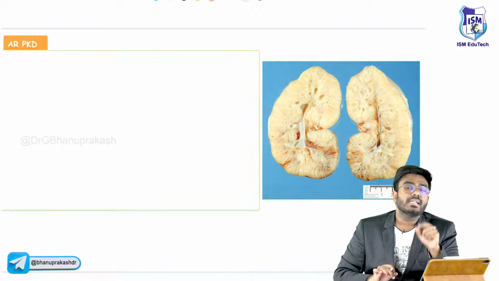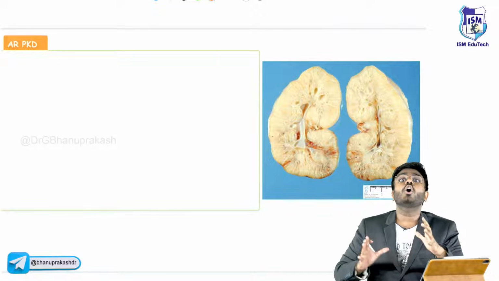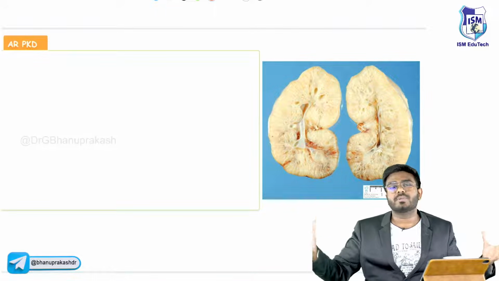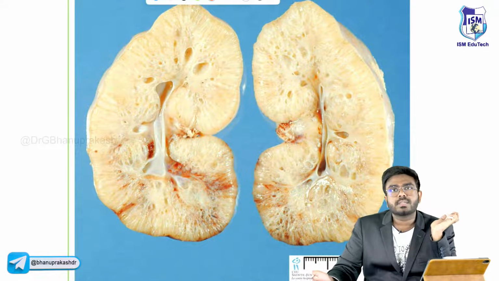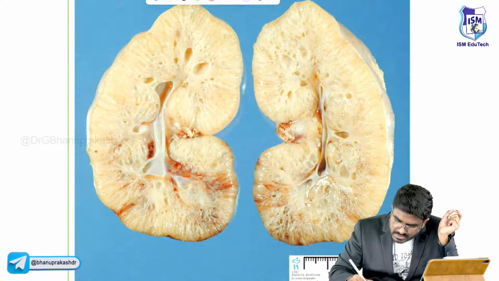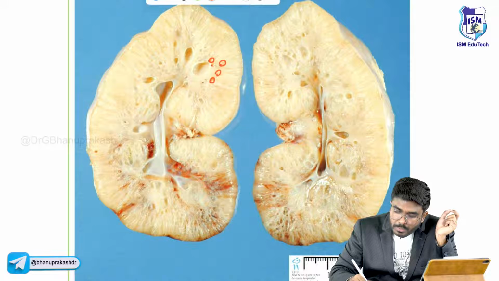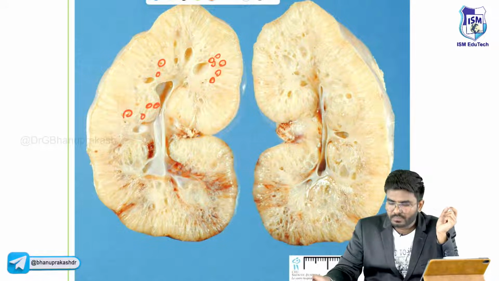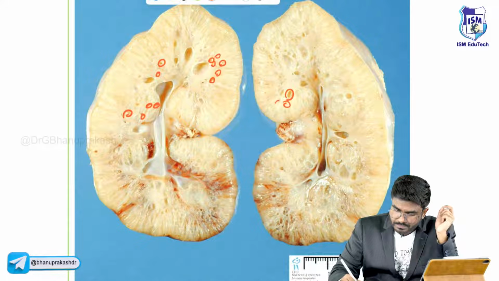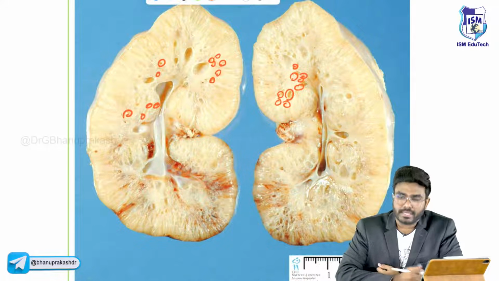I have explained to you. The cysts are going to be there, but no kidney enlargement, not too much enlargement of the kidney. Small size cysts. See, sir, these are the kidneys, with the small cysts. You can see the small cysts, not the super big cysts. Okay, this is autosomal recessive polycystic kidney disease.